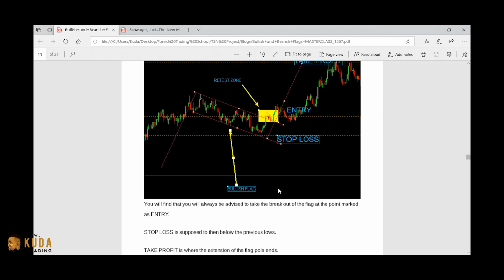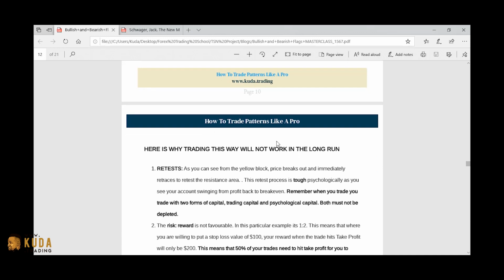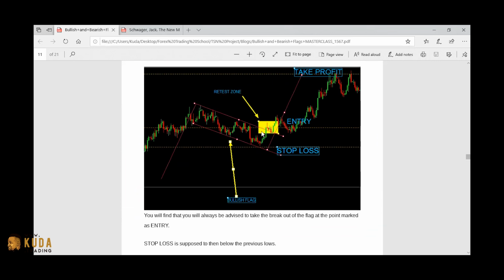So let me explain to you why. Here's why trading this way will not work in the long run. Retests. Oh man, if you've ever traded before, you definitely have come across this. As you can see from the yellow block, the market breaks out and then comes back and retests that resistance.